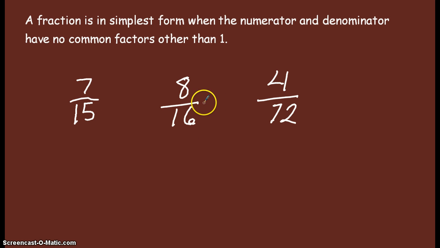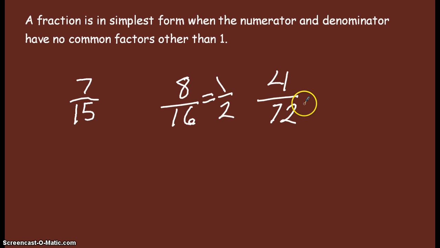Let's look at this one. Now here we have 8/16, and just by looking at that with my knowledge of basic math facts, I know that this is not in simplest form. I know that 16 is a multiple of 8. I know that 8 is a factor of 16. I know that this would simplify down to 1/2 because 8 will go into 8 once and 8 will go into 16 twice. Here we have 4 and 72.